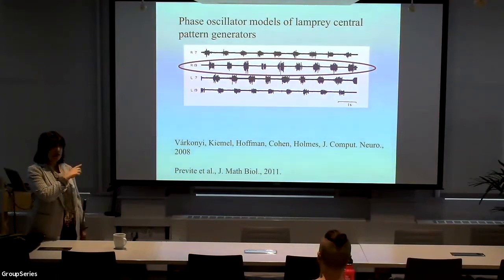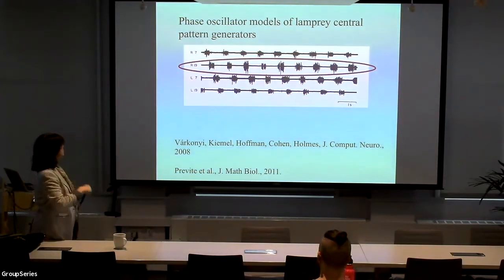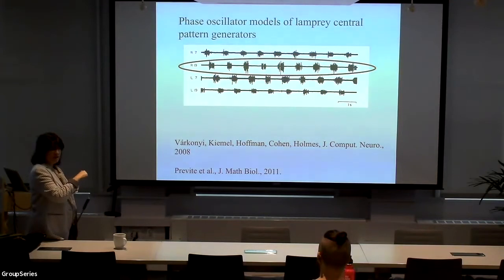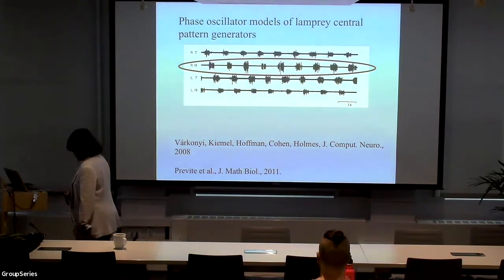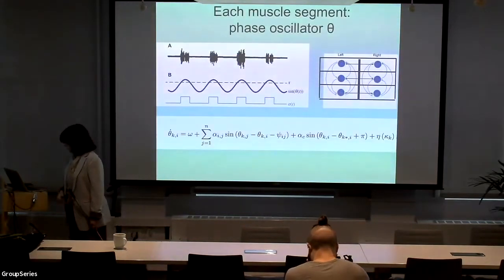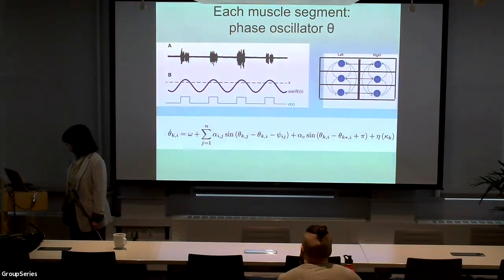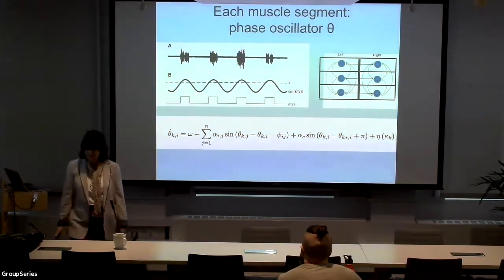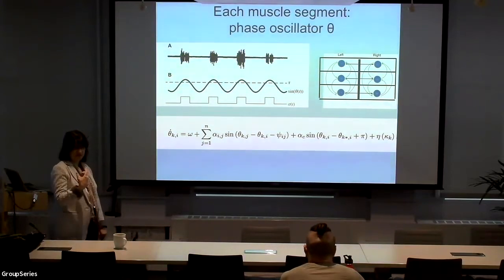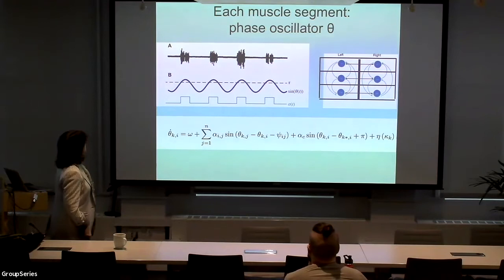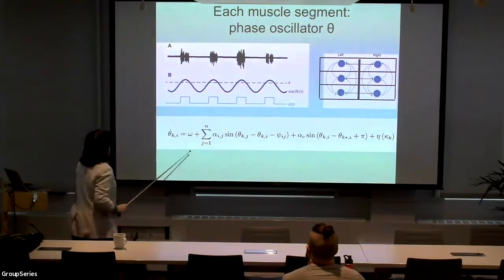Because what we're interested in, the information here, is not the amplitude of the spikes. We have an on-off signal. We want to capture its period, and we want to capture the phase shifts between each of these. And so here, each muscle segment, whether it's on and off, we're going to model as a phase oscillator. And then how is that going to be somehow fed in as a signal to the contracting muscle? So here is what we want to capture.